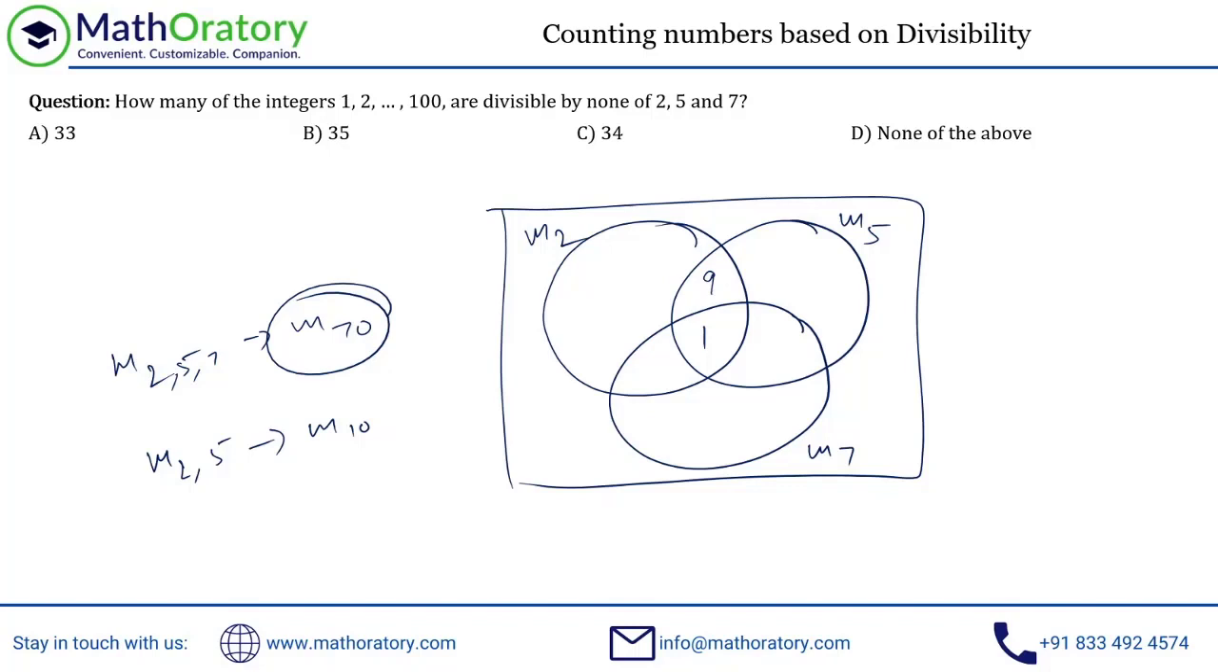Similarly, let's continue here. So multiples of 2 and 7 implies multiples of 14. Again, in order to figure this out, just simply divide 100 by 14 and just collect the quotient. So there are 7 numbers. Now, out of those 7 numbers, one of them is this. So there'll be 6 numbers out here.